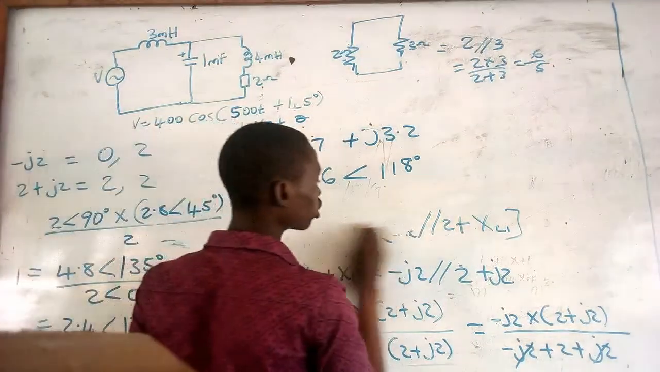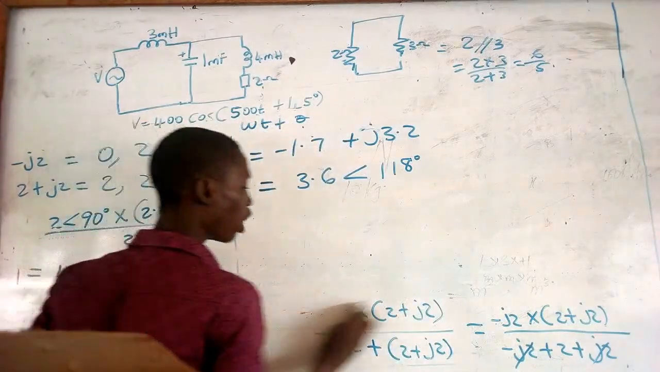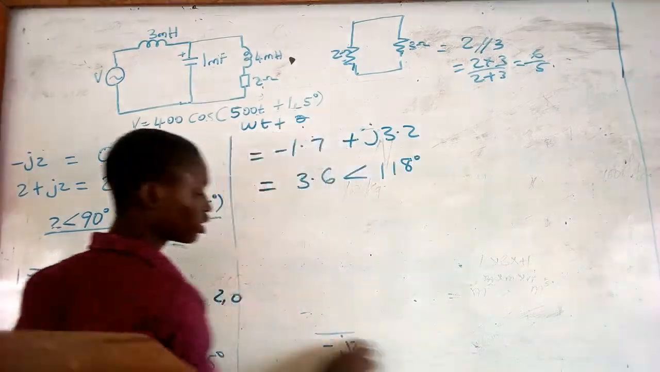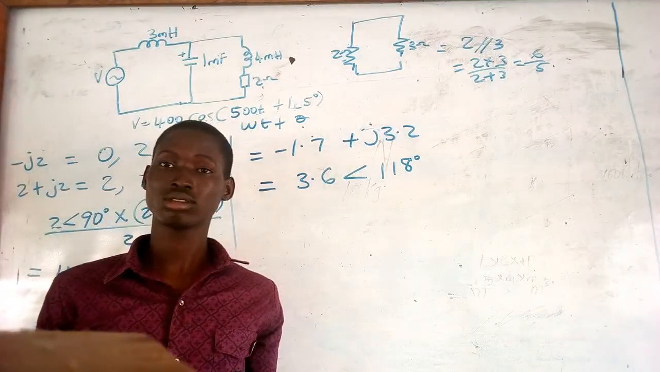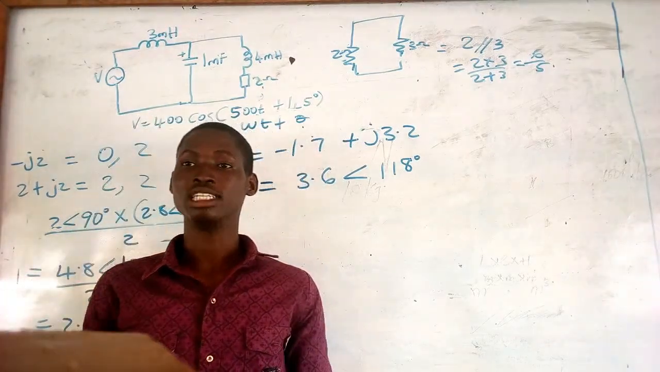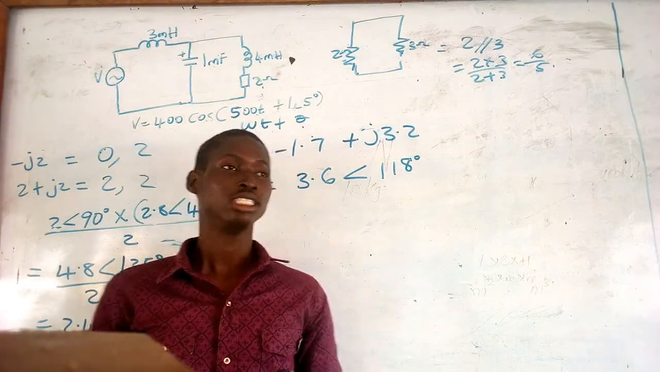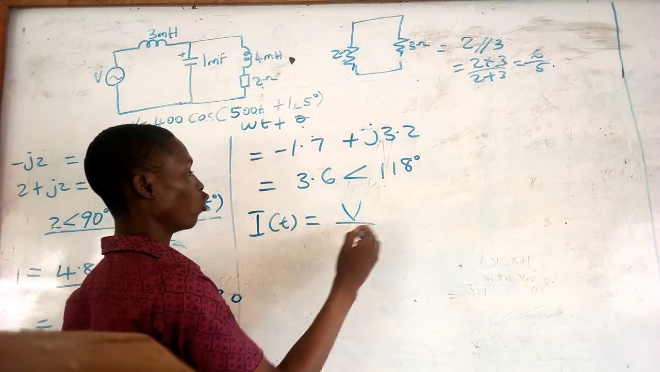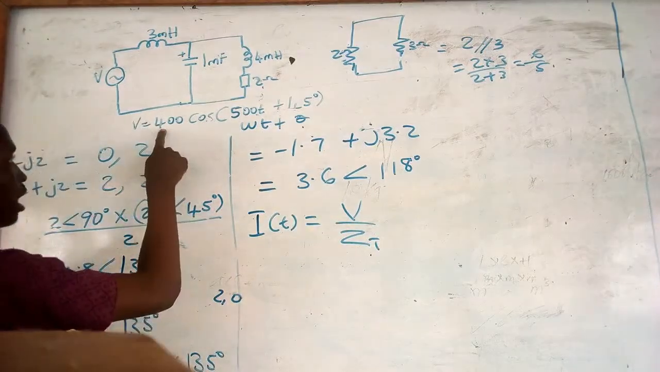And the question asks us to look for current. Now this is the main reason why we are looking for current. The main reason why we are looking for current is because of this impedance. We have voltage already. Remember in your secondary school, we have I is equal to V over R. Now, the R we're going to make use of is what they call impedance, which is also measured in ohms. Now, we're going to say I, which we're looking for, is equal to V over Z, our total impedance rather.